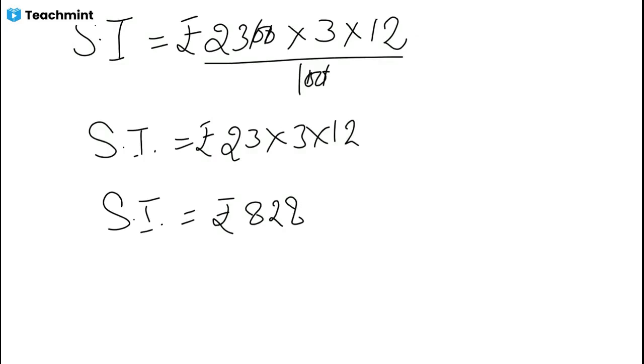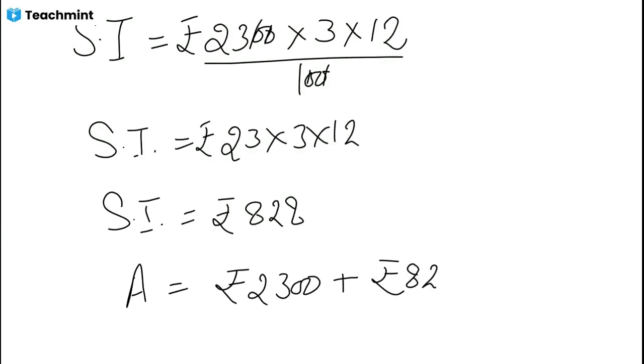Now we need to find the amount also. Amount A is equal to the principal amount 2300 plus SI, rupees 828. That is rupees 3128. So you can conclude that he has to pay this amount at the end of 3 years. Got it? Yes, yes. Thank you.